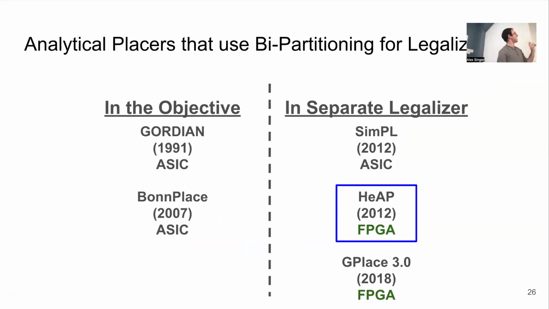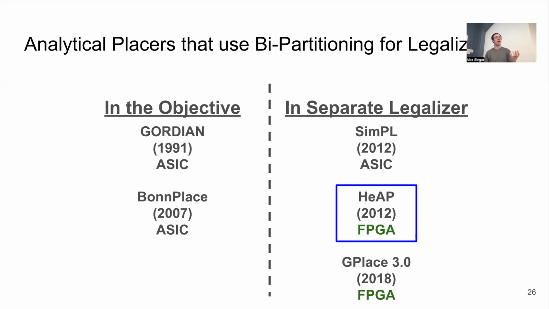This is the first FPGA analytic placer that I talk about in these slides. What HeAP is, is they build off of SimPL and apply it to heterogeneous FPGAs. Now you may say, oh, why don't we just slap SimPL in there and put in an FPGA and call it a day? Well, the problem is FPGA constraints are not that simple.